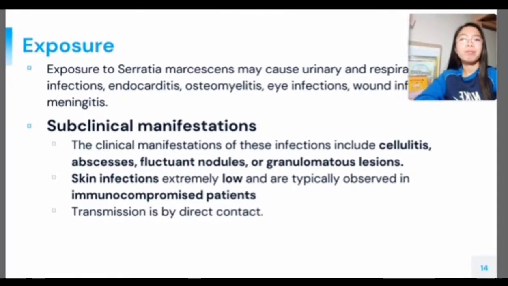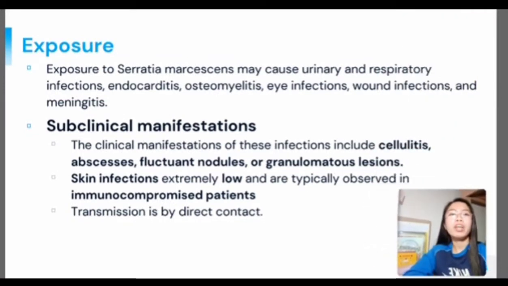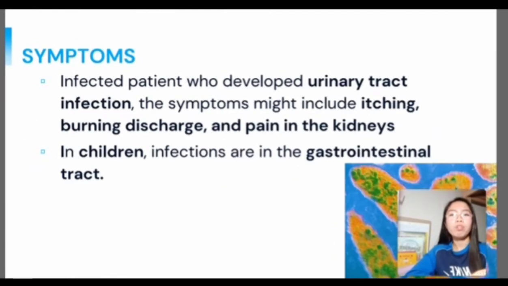Spectrum of disease. Exposure to Serratia marcescens may cause urinary and respiratory infections, endocarditis, osteomyelitis, eye infections, wound infections, and meningitis. The subclinical manifestations also include cellulitis, abscesses, fluctuant nodules, etc. And it can be transmitted by direct contact. In infected patients who develop urinary tract infections, the symptoms can be itching, burning, discharge, and pain in the kidney.